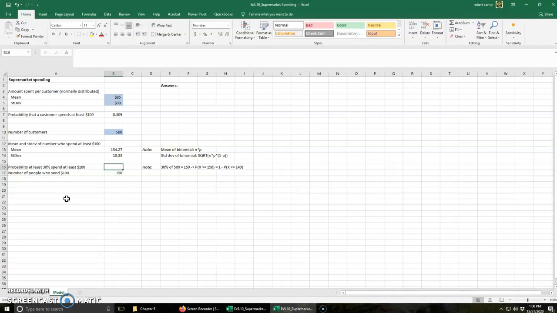Okay. So we want to know the probability of people that will spend at least $100. So you look over here at our note. 30% times 500 is 150. So what's the probability that X will be at least 150? Well, we're going to take 1, which is 100%, and subtract from that the probability that X is less than or equal to 149. I do 149, not 150, because once again, there is nothing in between. It goes 149, 150. And so if I want at least 150, I have to take 1 step down, so 150 is in my data set.